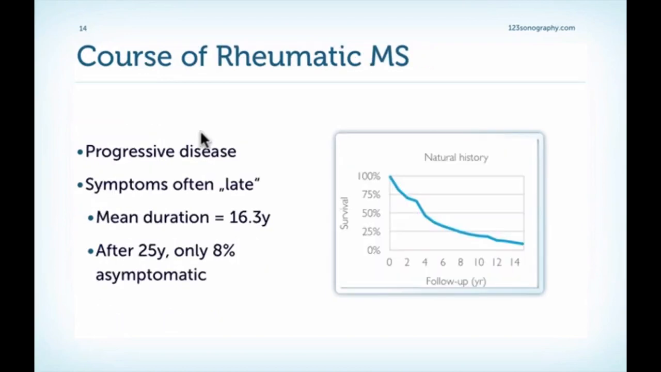So what is the consequence of mitral stenosis, in particular that of rheumatic mitral stenosis? Well, it's a chronic process, or at least it can become a chronic process, and thereby we often see an increase in the severity of mitral stenosis. So it's a progressive disease. However, we often only see symptoms fairly late. The mean duration has been described as being 16 to 3 years for the occurrence of symptoms. However, after 25 years, only 8% are still asymptomatic. So even if the progression is not as quick as that for aortic stenosis, it eventually leads to problems.